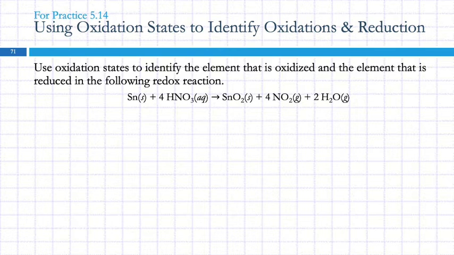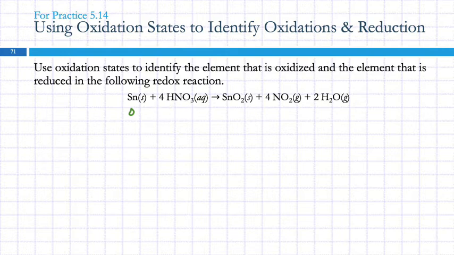Use oxidation states to identify the element that's oxidized and the element that's reduced in the following redox reaction. So when we're looking at redox reactions and we're talking about what's oxidized and reduced, we're talking about an individual element, not a whole compound. So what we have to do here is identify the oxidation states. So here's tin. What's that? 0. Right? Here we have HNO3.